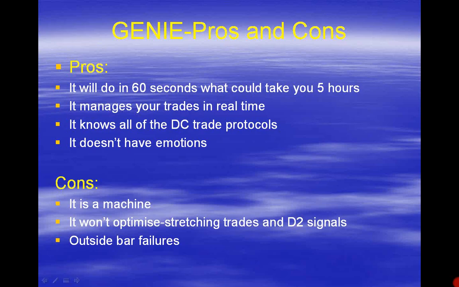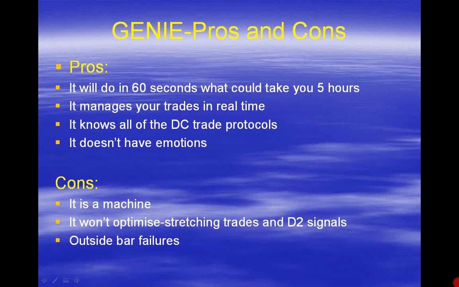Just briefly, because time is running on and I want to have time to talk to you people with questions, there are some pros and cons to this. The pros are the obvious ones. It will do in 60 seconds what could take you 5 hours. With GENIE, it manages your trades in real time. It knows all of the Danielcode trade protocols, and more importantly, it doesn't have emotions. It knows where the stops go.